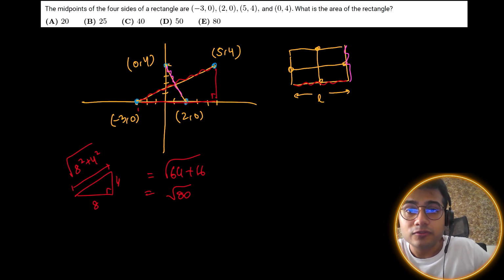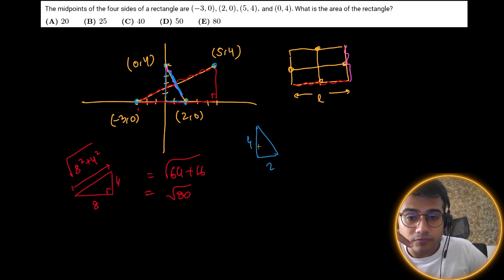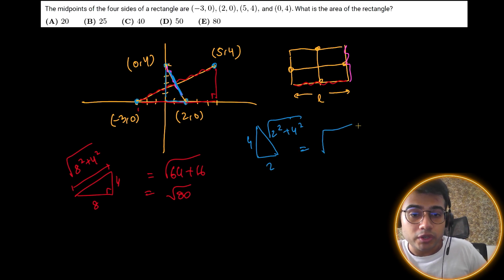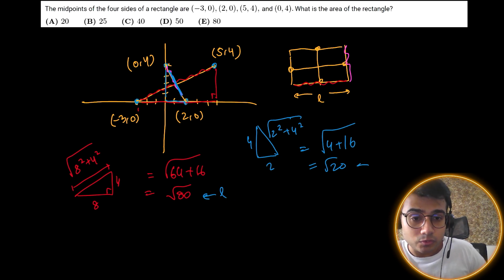So now let's find the distance between these two midpoints. So again, let's just use this blue right angle triangle. We see that this blue right angle triangle has a base of 2 and a height of 4. So the hypotenuse is going to be the square root of 2 squared plus 4 squared. I've just used the Pythagorean theorem. So it's going to be the square root of 4 plus 16, which is the square root of 20. So now this is the length and this is the width.